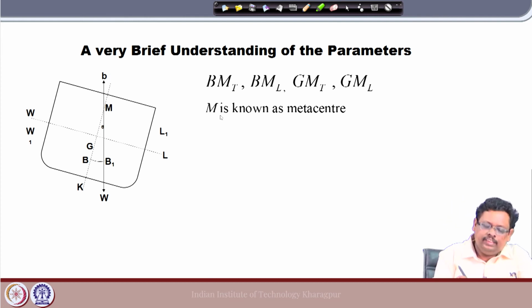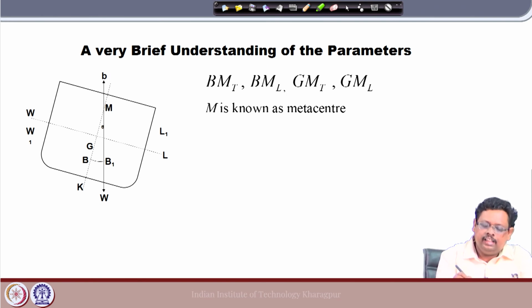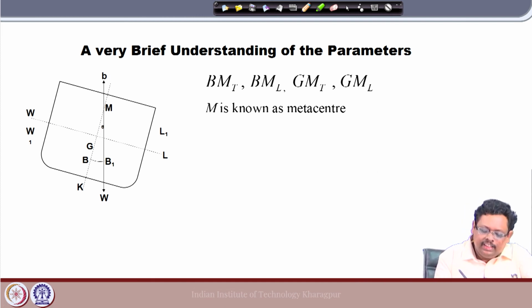If you look at this picture, this is the initial position of the ship, W1 L1, and then it tilted, right. I am taking a cross section, the midship section, and tilting it. We are now talking about the GMT and the BMT. Now if I tilt here, you can see that we have a new water line WL, and the buoyancy has shifted from B to B1.